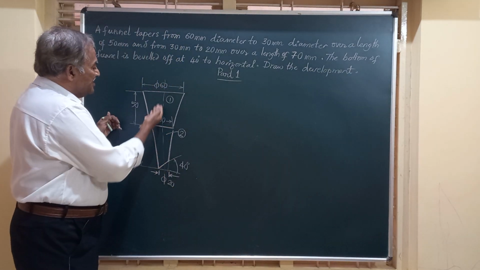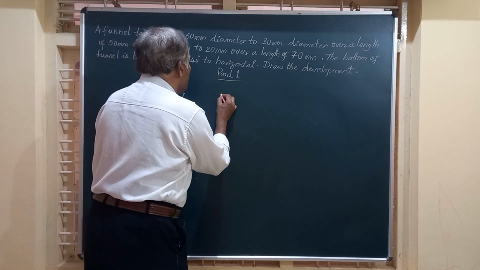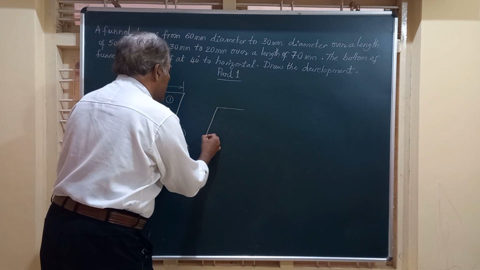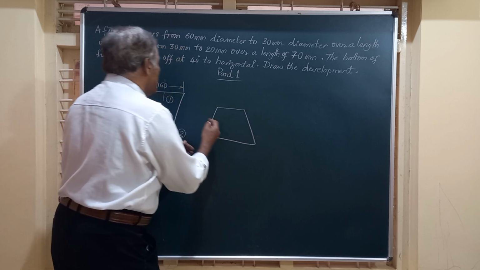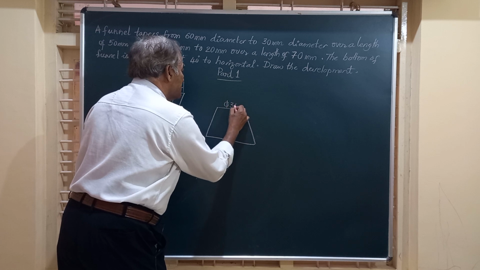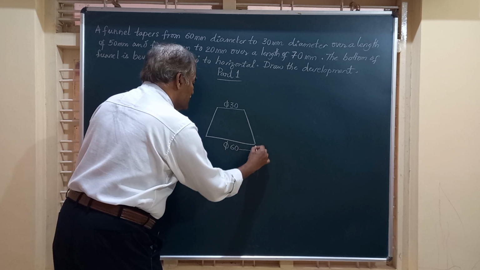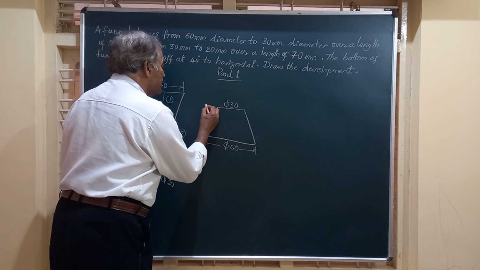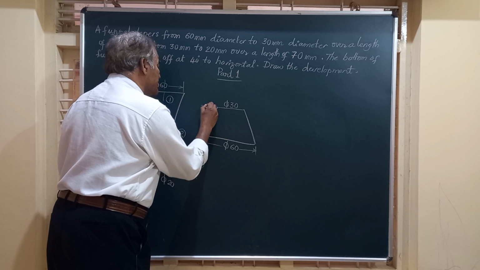So instead of keeping this frame, we can just keep it inverted and you will get part 1 like this. So here it has got diameter 30, and this is 60, and friends, this is conical in nature, and this is having 50 mm height.